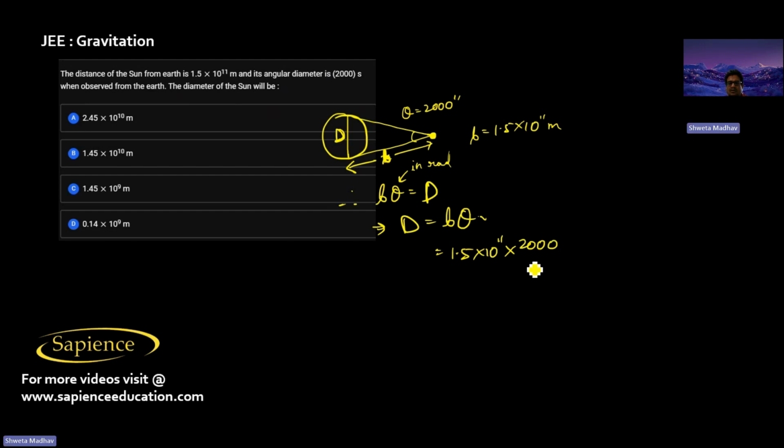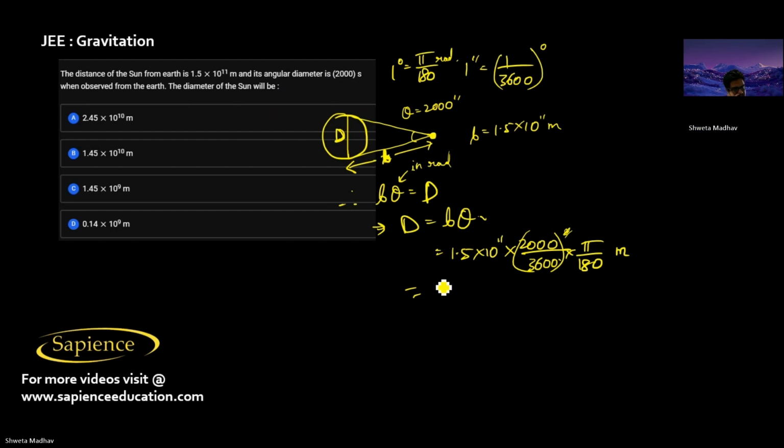So 2000 seconds. 1 second is 1 by 3600 degrees, and 1 degree we know is equal to pi by 180 radians. So this into pi by 180, this many meters we will get. This would be 1.5, which is 3 by 2, into 2000. So the zeros will cancel. So that is 20 by 36 into pi by 180 into 10 power 11 meters.